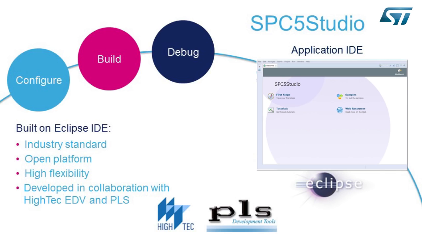SPC5Studio combines a project editor, a sophisticated code generator, a compiler, a PLS starter kit debugger, and several software elements including code examples, low-level drivers, and libraries. With SPC5Studio, automotive application developers can build up an application within minutes.